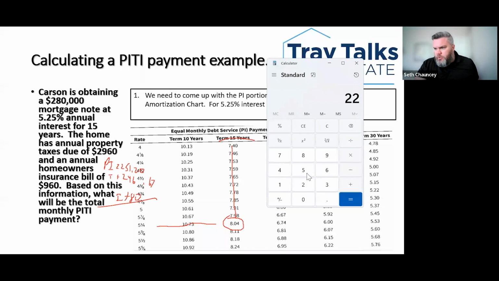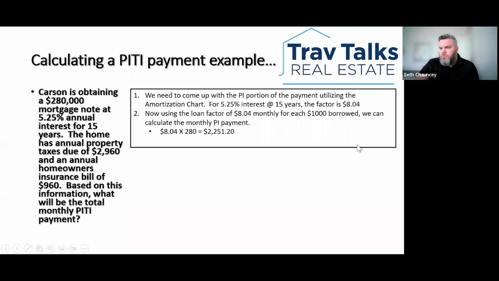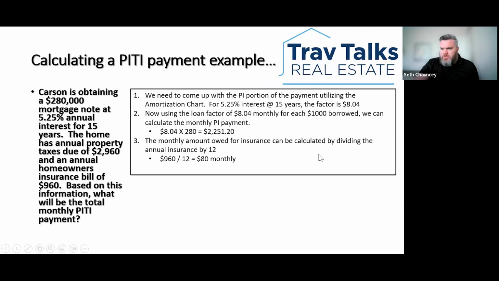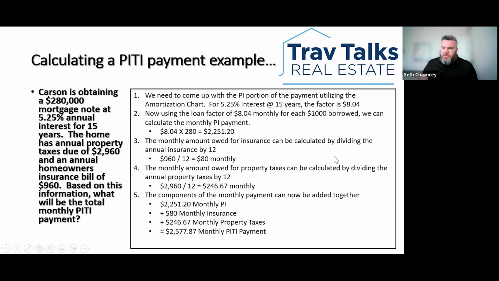And just add them all up. 2251.20 plus 246.67 plus 80. 2577.87. That is it. It's all you have to do to find the PITI payment. This is just doing the steps here. So there is the visual.